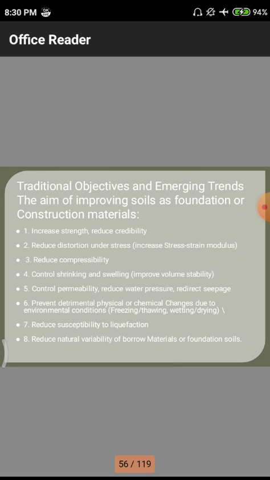Next one is the traditional objectives and emerging trends aimed at improving soils as a foundation or construction materials. Why? Because we are discussing a huge number of topics related to ground improvement. We are not going too deep, because in the first chapter itself we have to give a brief explanation about the subject. After that we have a huge number of applications in the second chapter itself: what are the draining methods, what are the different kinds of reinforcement for soils, and underwater bore levels. After that, we have ground top layer improvements and bottom layer improvements. All those are studied in the upcoming chapters.